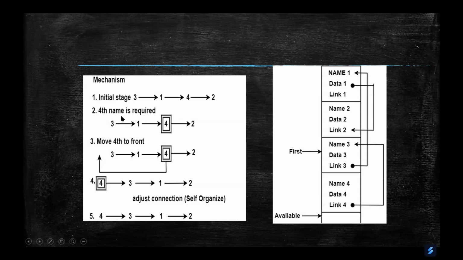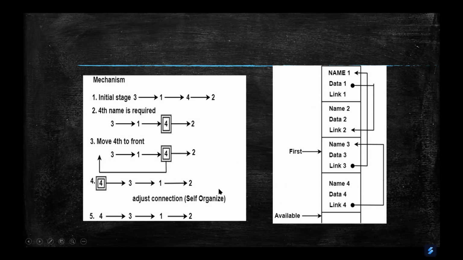After 4, the name is required, so we move the fourth to the front. That is, we are moving the fourth to front. So that 4 3 1 2. We're going to be adjusting the connections, so we say that it is self-organized. So finally we're going to get 4 3 1 2.